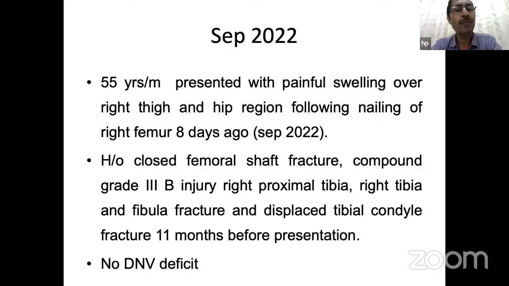He had a closed femoral shaft fracture, a compound fracture of the right tibia and fibula, and a displaced tibial condyle fracture 11 months before the patient presented to us. And he had no neurovascular deficit. The initial treatment in this patient, next slide, please.